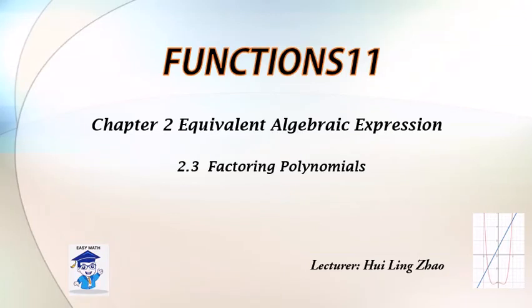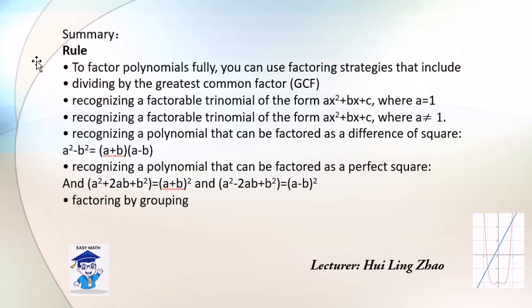Today we studied Functions 11, Chapter 2, Equivalent Algebraic Expressions, Factoring Polynomials. Summary: the rule is to factor polynomials fully. You can use factoring strategies that include: Number 1, dividing by the greatest common factor, that is GCF.